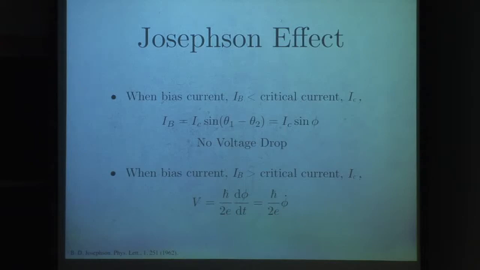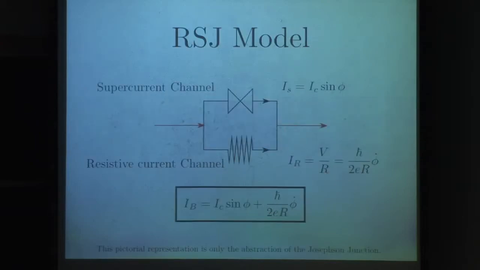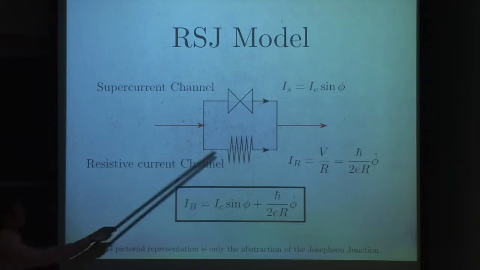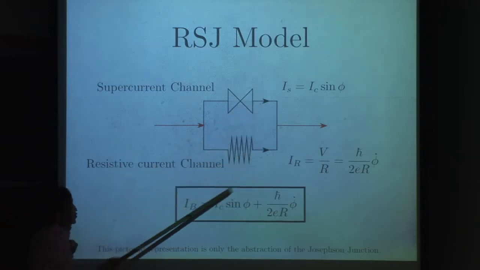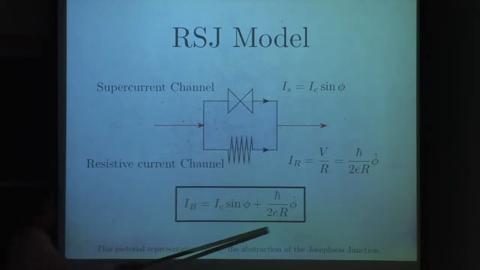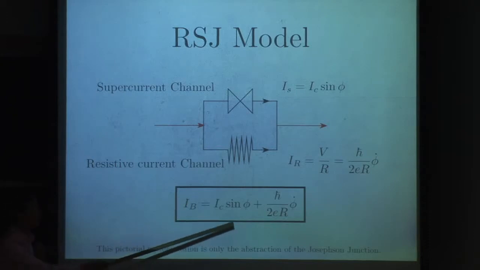To study the synchronization, we need a model. The model that we use is called the RSJ model, the resistively shunted junction model. In this model, the current through the junction is separated into two different channels. The first channel is the supercurrent channel, and the second channel is the resistive current channel. The total current through the junction is the sum of the currents through the two channels. This is the equation that we get, and this is the main equation that we will use for our research.